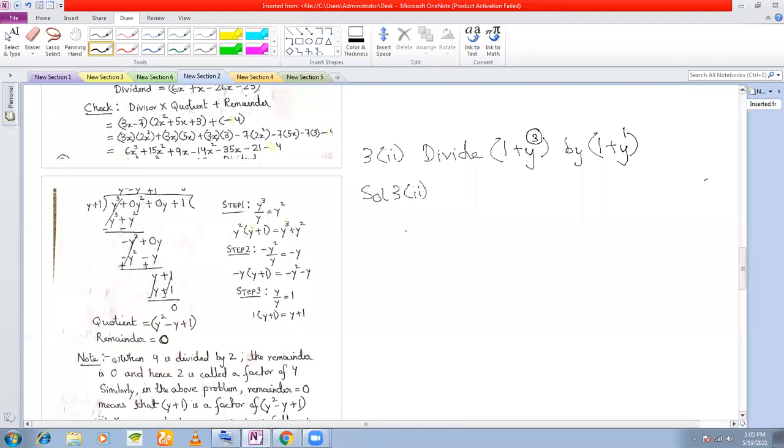Whenever you are dividing, always write the variables first. Start from the highest power. So write 1 plus y as y plus 1. Now see, here the highest power is y cube. So I write y cube here first. You don't have a y square, you don't have a y, you only have a 1. So you add those terms here. You write this as 0 into y square plus 0 into y, and this one you write here.